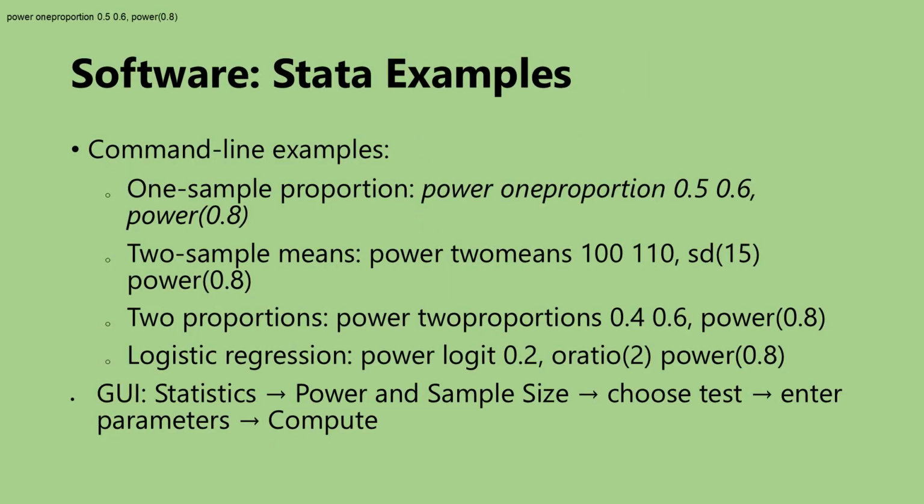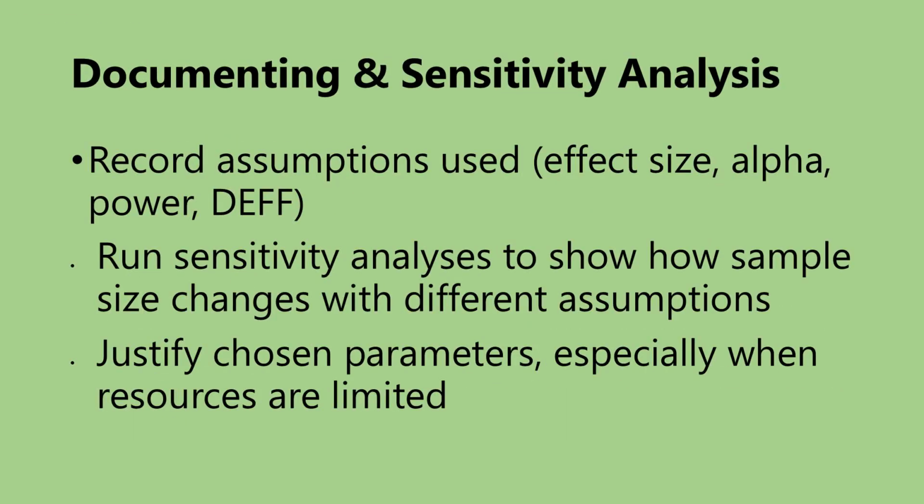Stata offers command line options for sample size and power calculations, including one-sample proportions and two-sample means. It provides flexibility for various statistical tests. Documenting assumptions and conducting sensitivity analyses are essential for understanding how sample size changes with different parameters. Justifying chosen parameters is crucial, especially with limited resources.